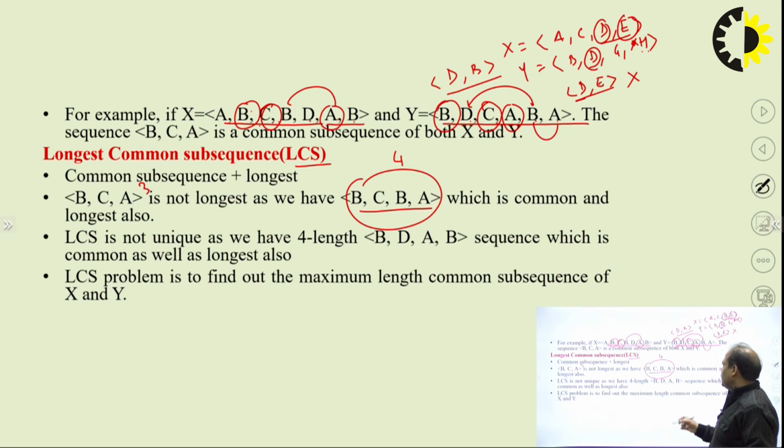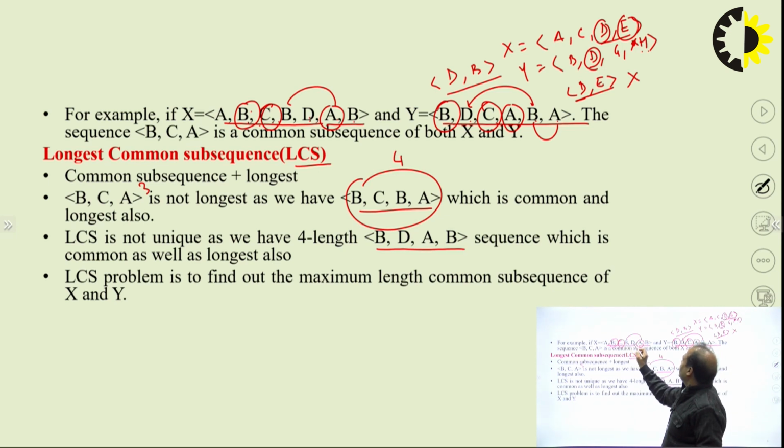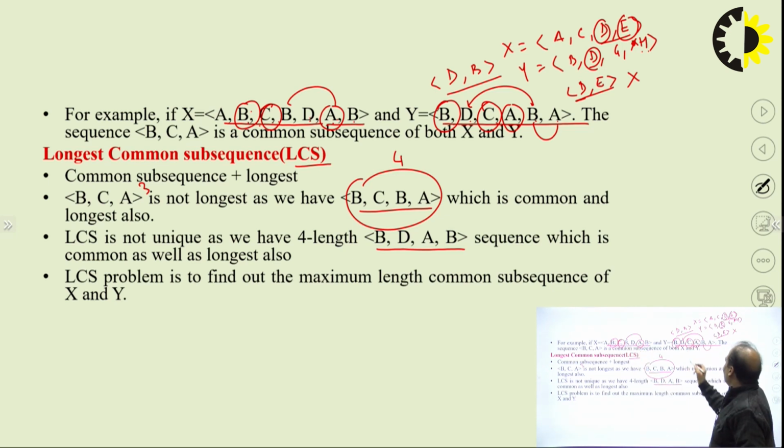It is not unique, because we can get another 4-length subsequence, let's say BDAB. BDAB, this is also common, and this is also the longest one, also having length 4, right? So that means LCS is not unique. We may get more LCS of the same length. However, the length of the LCS is unique. We cannot get an LCS longer than 4 from this X and Y.